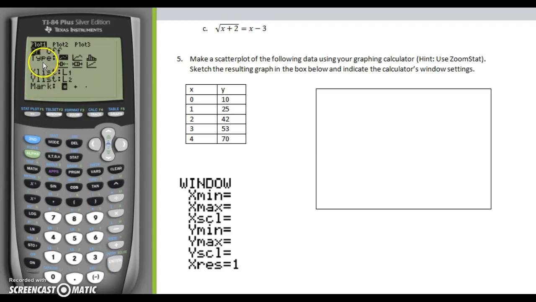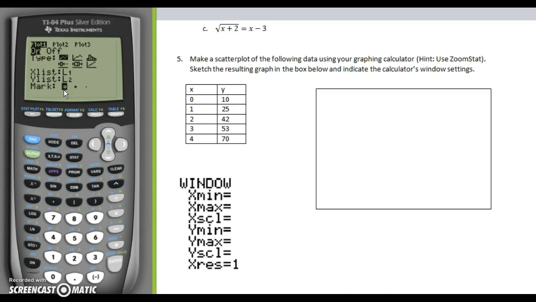The type should be set to the very first one. That's a scatter plot. So if it's set to something different on your calculator, move it to that one and then hit enter. For X list, notice it says L1, and that's correct because we put our X's into L1, and Y list says L2. And for the mark, I usually just leave it on this first one because that makes the points show up nice and big so you can see them.